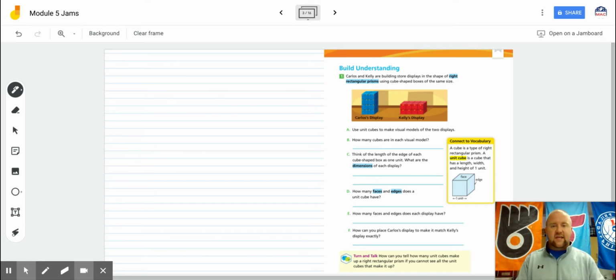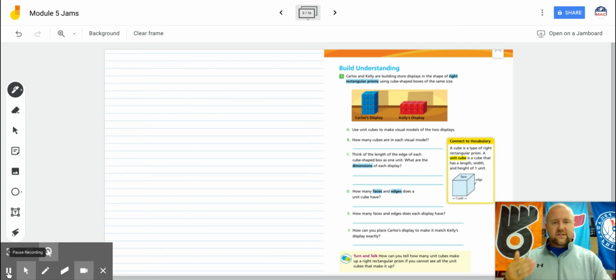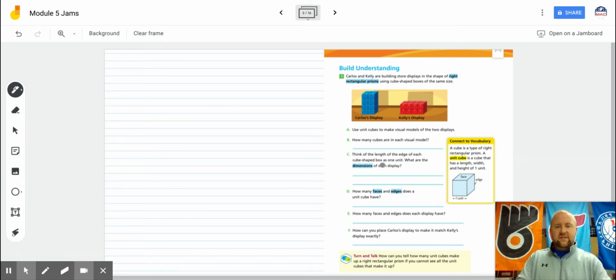Carlos has 16 boxes, and so does Kelly, all right? So the answer to that one will be 16 in each. So now it says, think of the length of the edge of each cube-shaped box as 1 unit. What are the dimensions? And when we did dimensions earlier, that dimension is just talking about the length, the width, and the height, okay? So let's look at that and say, how long is this object?